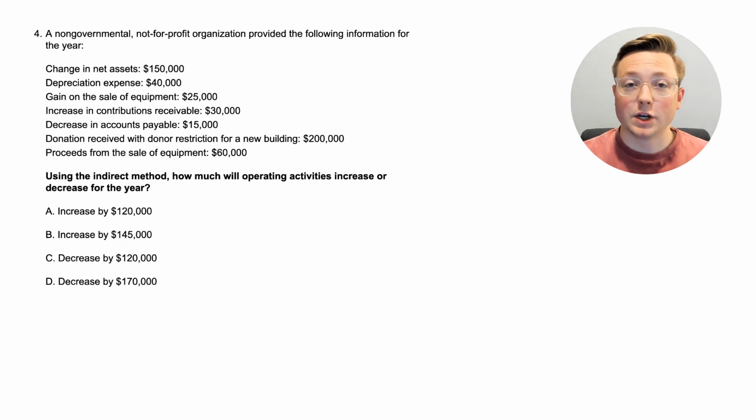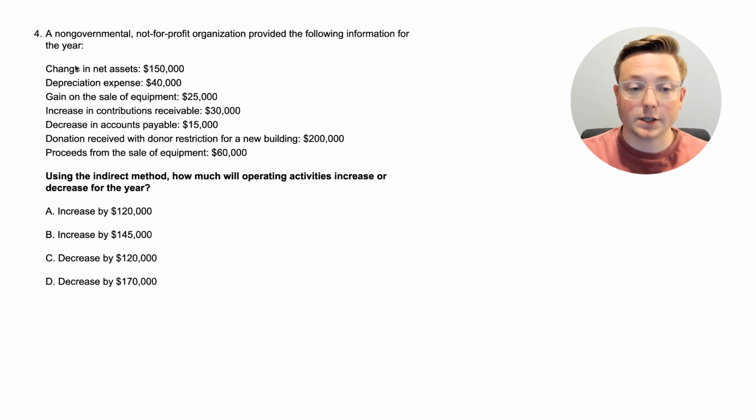All right, here we are at question 4. And before we dive into the whole question, let's go to the bottom to know what we're looking for here. Using the indirect method, so we know we're using the indirect method, how much will operating activities increase or decrease for the year? Okay, now with that information, we can go to the top.